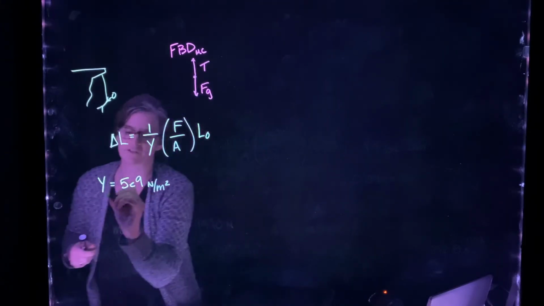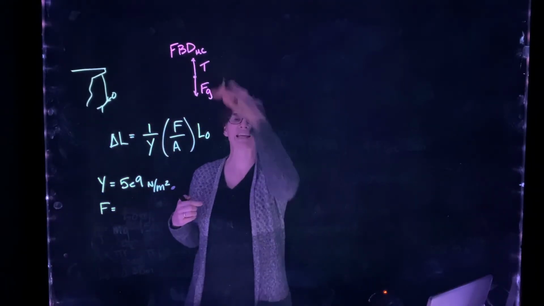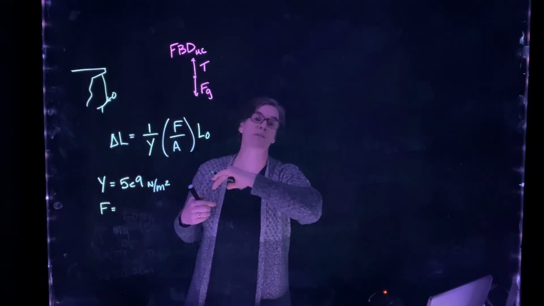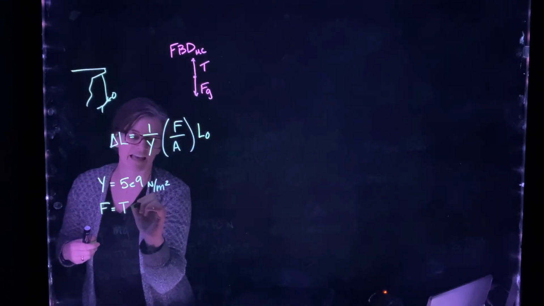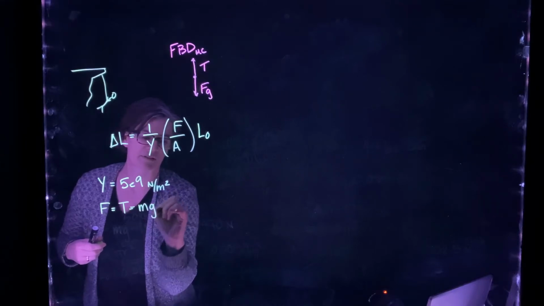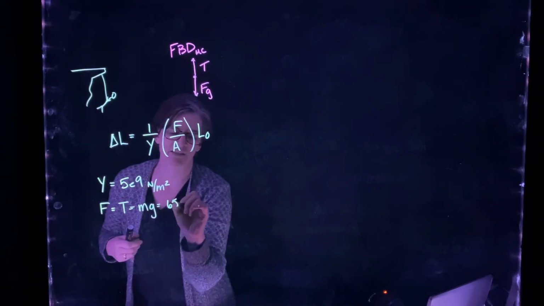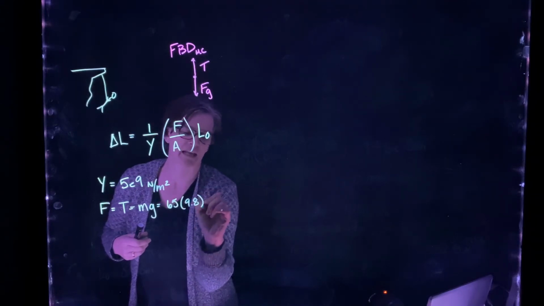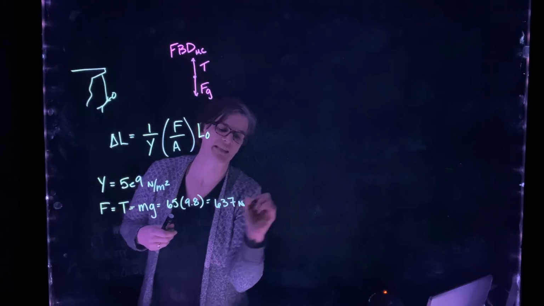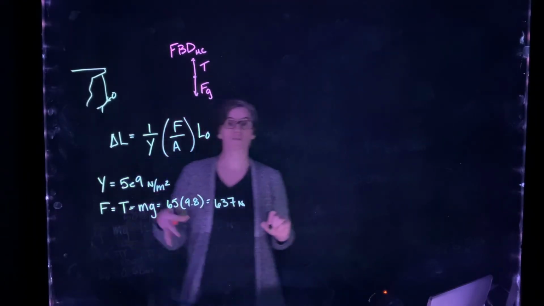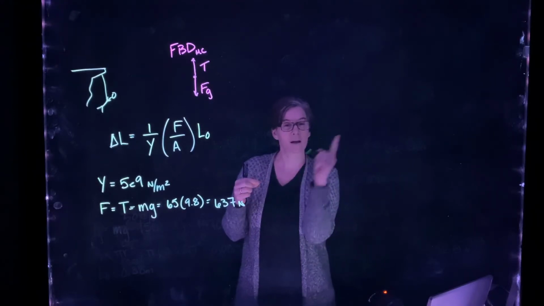So if she is not changing her motion, if she's just hanging there, the tension in the rope and the force of gravity are the same. So the force in this case is that tension, which equals mg. And for our mountain climber, she's 65 kilograms times 9.8. That gives us a force of 637 newtons.